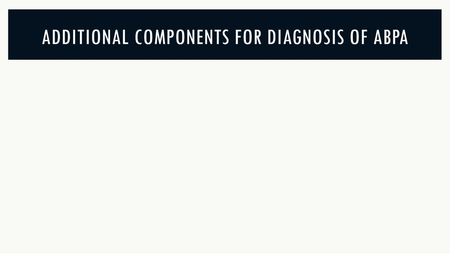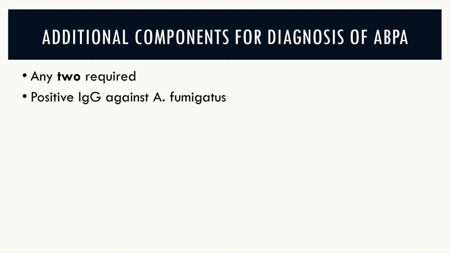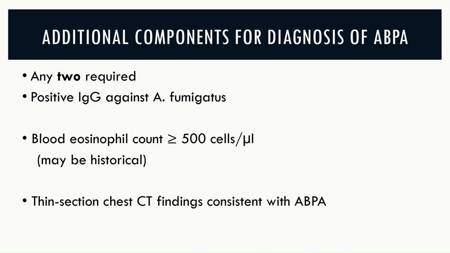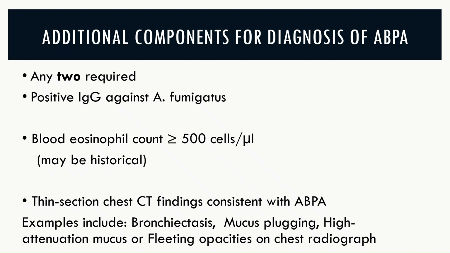In addition to the essential criteria, at least two other components should be present. This includes positive IgG antibodies against Aspergillus fumigatus, a blood eosinophil count of at least 500 cells per microliter, which may be historical, and characteristic radiological findings on thin section chest CT such as bronchiectasis, mucus plugging, or high attenuation mucus. Fleeting opacities on chest X-ray may also support the diagnosis.